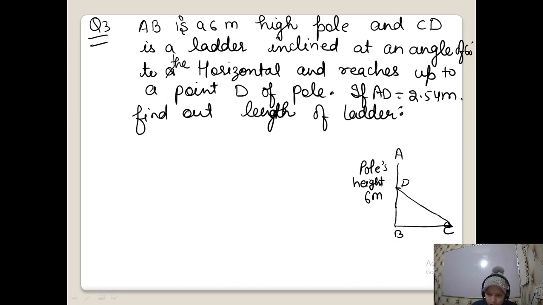Now it makes a 60-degree angle here. If AD, this portion, is given as 2.54 meter, then find out the length of CD. We have to find the length of this.